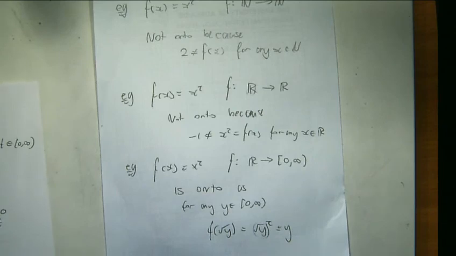There's actually 2 numbers that do that, but that's okay, you only need 1. It'll still be onto even if there's multiple x's that give the same y. To be both 1-to-1 and onto, everything has an outcome. All outcomes are covered, and they're only covered once. Yeah.